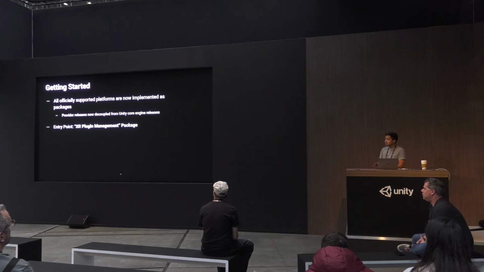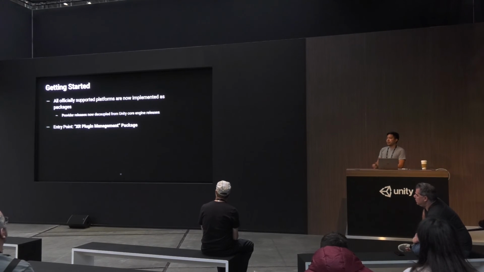So all of our officially supported platforms have now been migrated as packages. And what that means is all of our provider releases are now decoupled from the core Unity engine releases, which is really cool. There's also this new entry point that we've created, and that's what we're calling the XR Plugin Management package. So one of the problems with this is, okay, there's still this huge swath of platforms that I want to build for. How do we preserve that reduced fragmentation, making that as seamless as possible? So this is our first step into that.